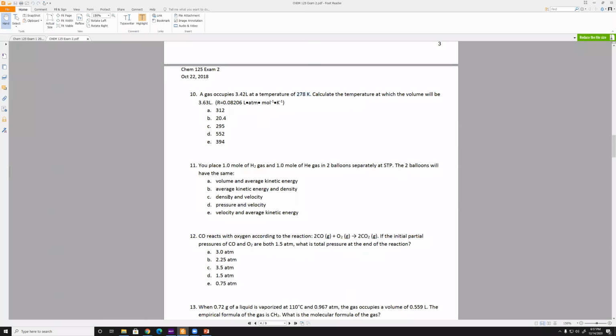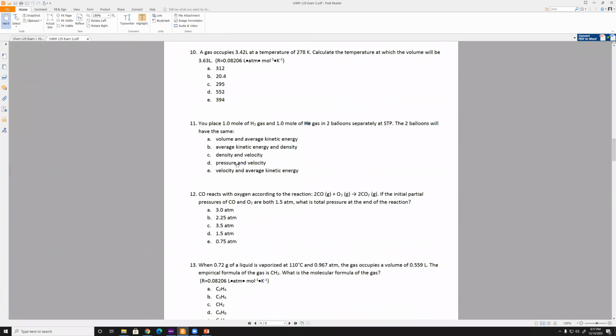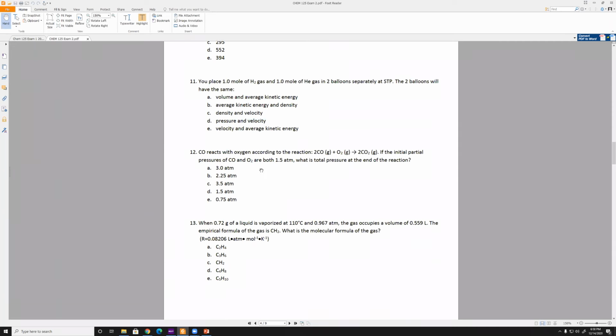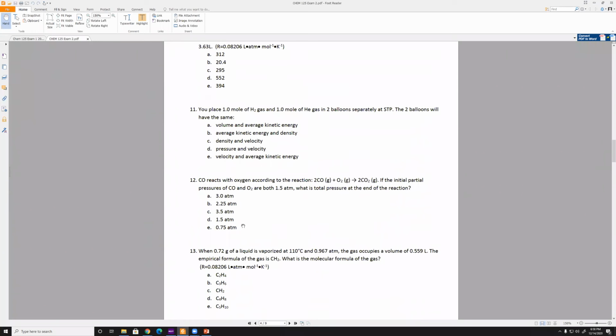Then we talk about density. So density will be larger for helium because they take up the same amount of space. They have the same volume, but helium will be heavier because its molar mass is 4, where hydrogen it's 2. And then pressure, the pressure is going to be the same because it's STP, but the velocity is going to be different because I said that before. But yeah, that's a good question.